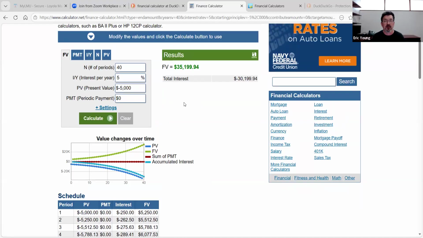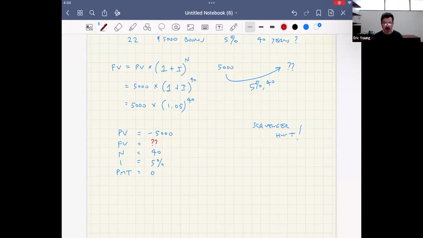$35,199.94. In other words, you can grow through the magic of compound interest $5,000 into $35,200. That's the power of compound interest. That's the power of growth. What this calculator does is it gives us a way to solve problems easily. Excellent. Let's practice another one.